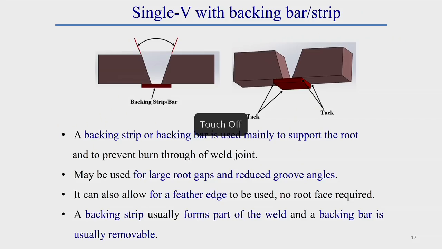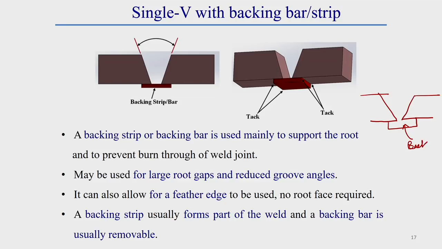Now another extra piece of information which is very essential to know is the backing bar or backing strip. We should know what a backing bar or backing strip is. Generally, a backing bar or backing strip is used mainly to support the root. You know every element of a welded joint, and here the root is this. To support this root, the backing bar or backing strip is used.